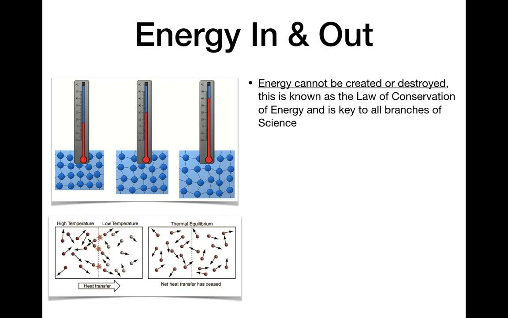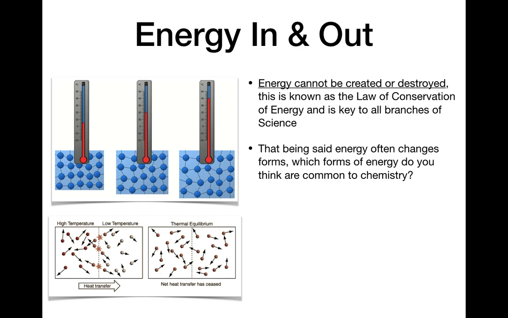Okay, so remember, energy cannot be created or destroyed. There's a fundamental law of nature called the law of conservation of energy, and every branch of science knows this. We talk about it in biology with photosynthesis, light energy becoming chemical energy, and then we talk about different kinds of bonds being broken and made to get energy. That's all chemical energy changing forms. Energy has to come from somewhere, and that's very key in chemistry, physics, and everything. That being the case, energy often changes form, right? It doesn't just stay as one kind of energy.